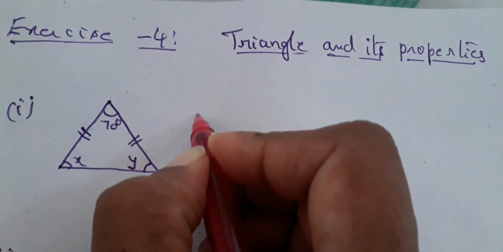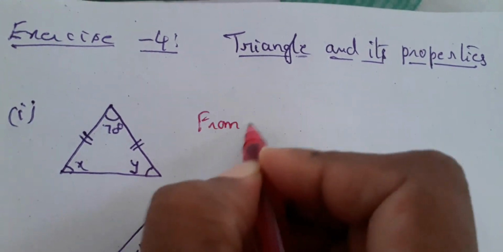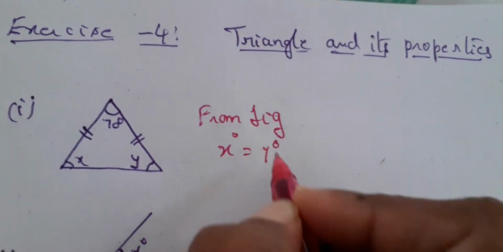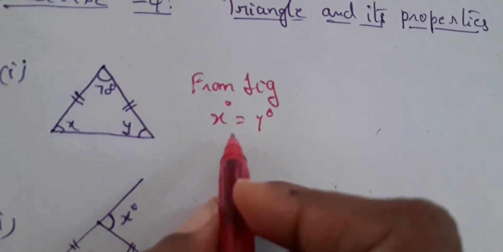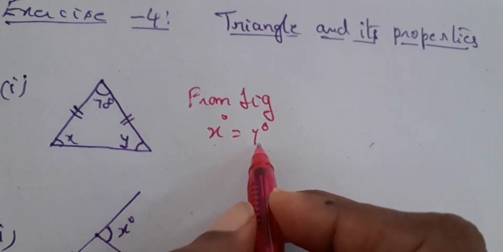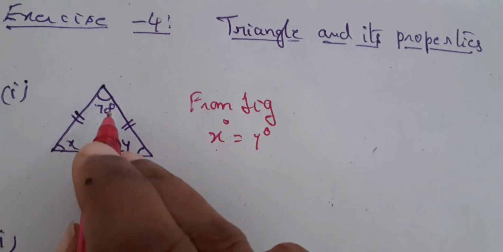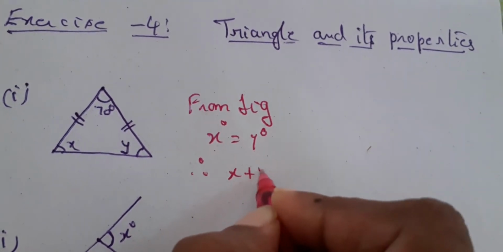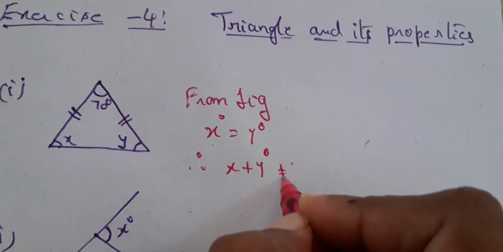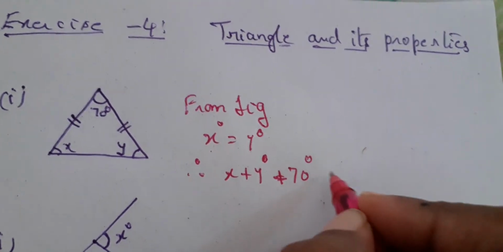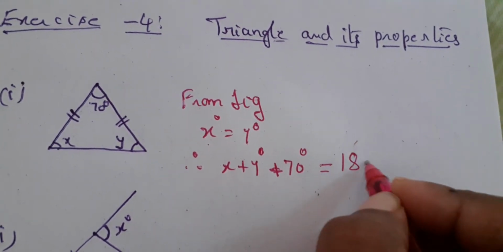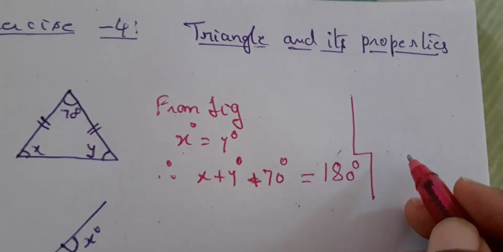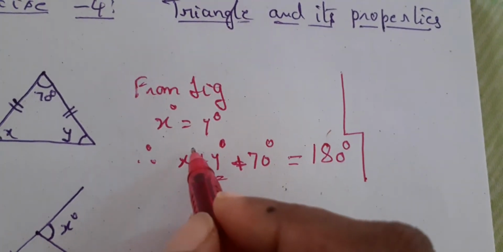So from the figure, what do we understand? x degrees is equal to y degrees. Therefore, in place of x you can write y, or in place of y you can write x. Now what is the other angle? 70 degrees. Therefore x plus y plus 70 is equal to how much? 180 degrees. Yes or no? Yes.